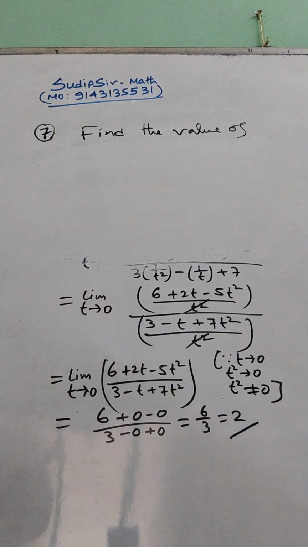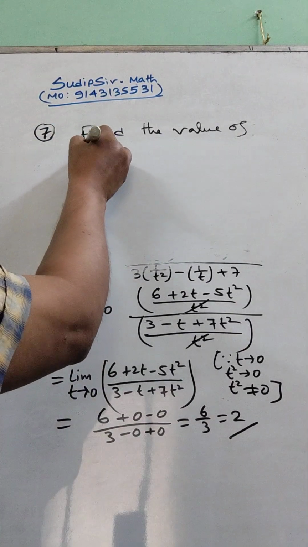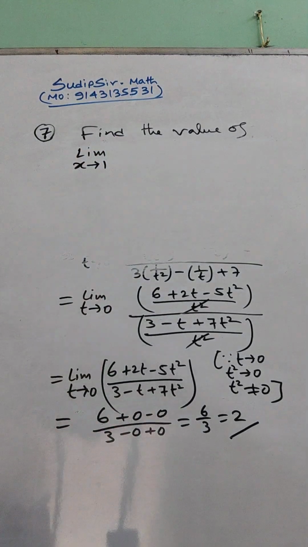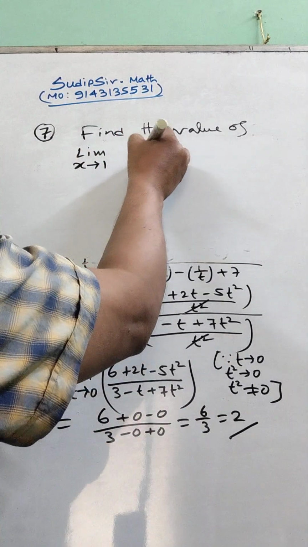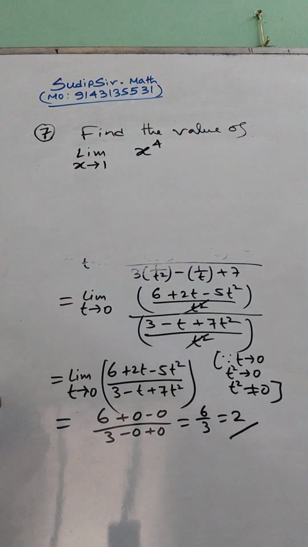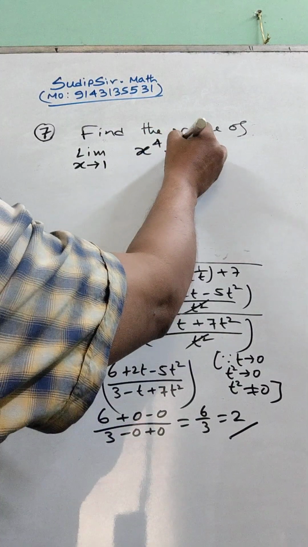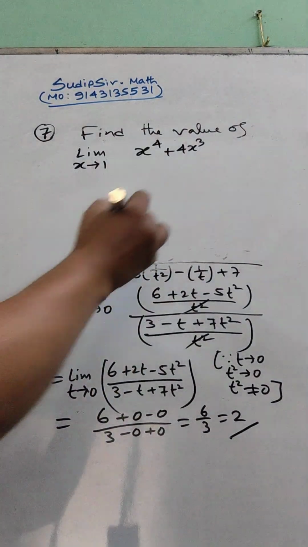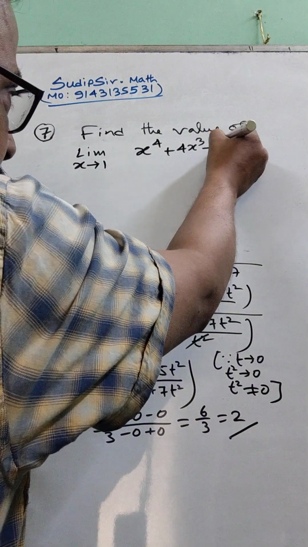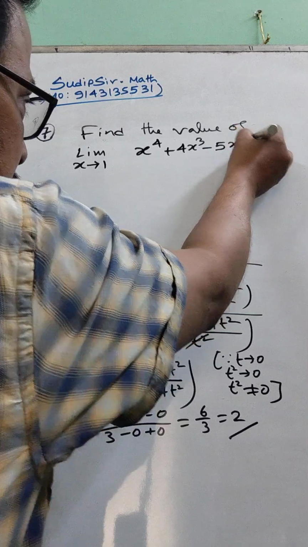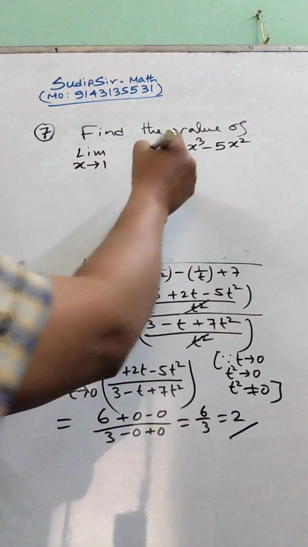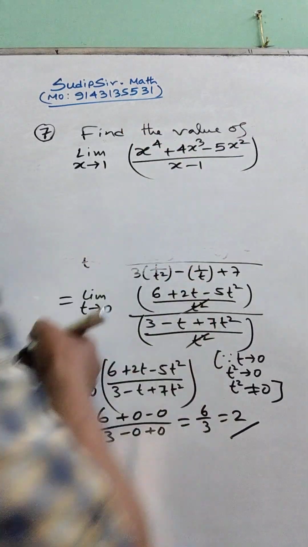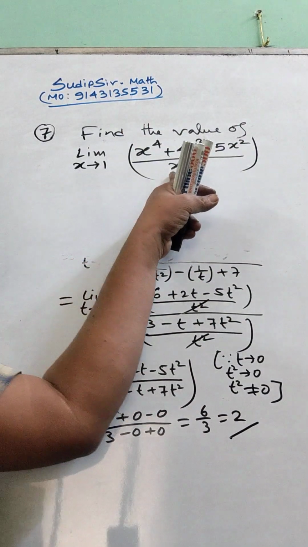Another example: limit x tends to 1, (x to the power 4 plus 4x cube minus 5x square) by (x minus 1). You have to find the limit of this.